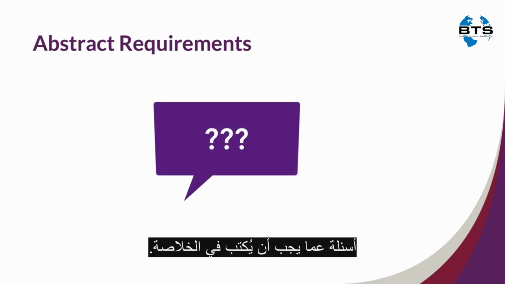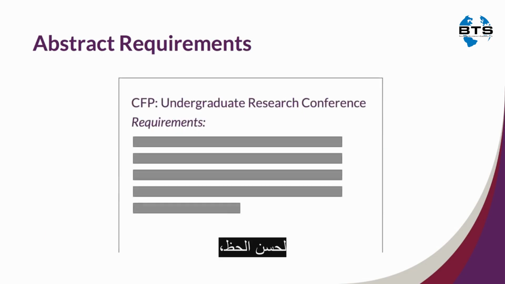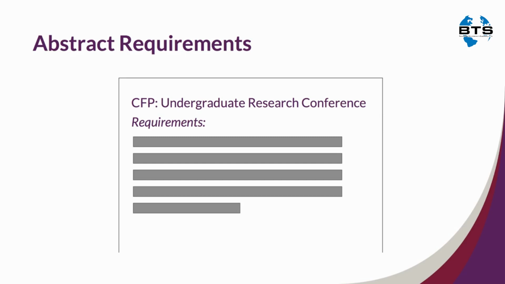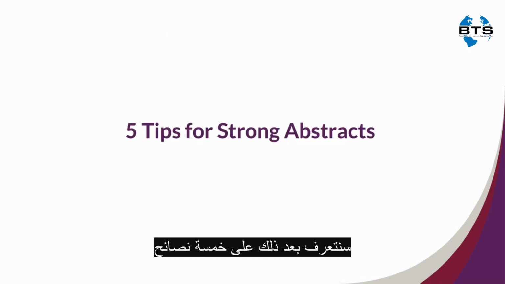Students often ask questions about what exactly should be included in an abstract. Thankfully, calls for proposals, or CFPs, will often state the requirements. Make sure to look for those requirements when writing an abstract. Next, we'll cover 5 tips to writing more effective abstracts.